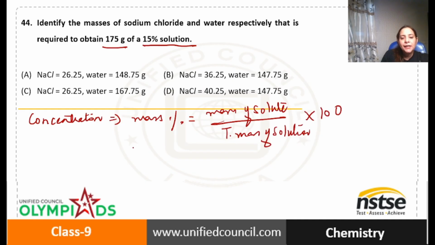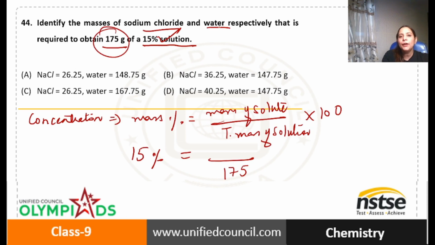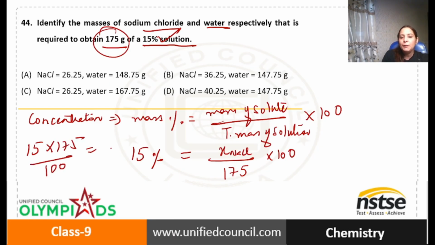Now here mass percentage is already given. See, it is given 15%. And total mass of the solution is also given, 175. But we don't have the masses of sodium chloride and water. So let's solve for sodium chloride first. So simply you can find it out: 15 into 175 divided by 100 will give you the mass of NaCl. And if you solve for it, you will get the answer as 26.25 grams. Now once you have the mass of NaCl, we can find it for water.